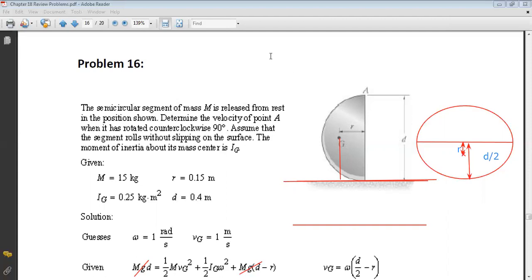And what you will consider is this distance, this part from here to here, because this is the distance from G to IC. This distance will be equal to d over 2 minus R, okay?